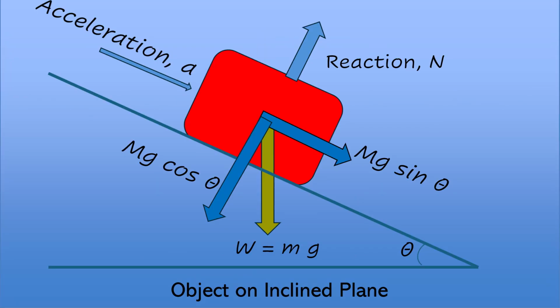On an incline, the object's weight is resolved into two components, one perpendicular and one parallel to the slope. Only the parallel component contributes to acceleration down the slope.